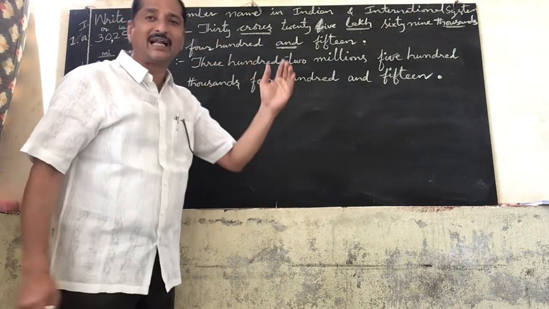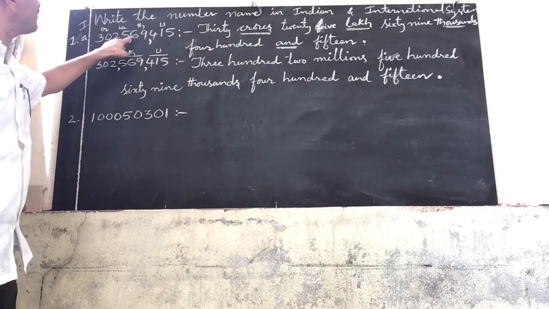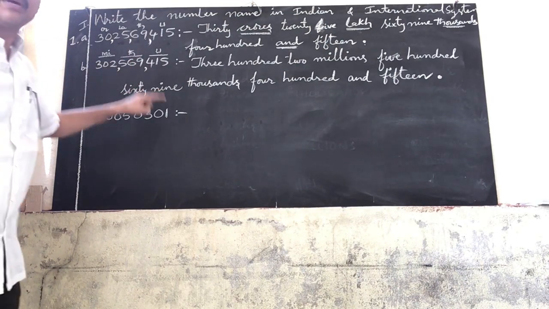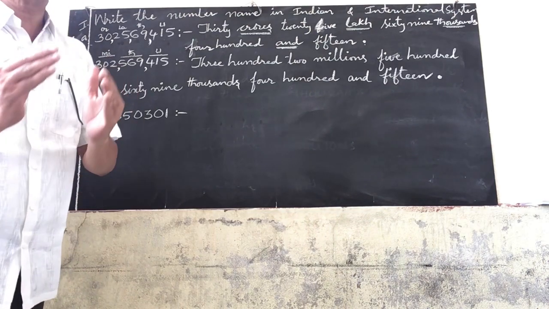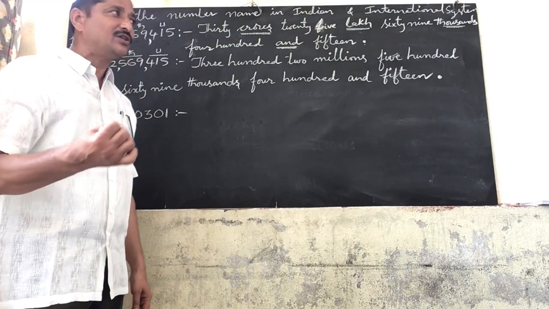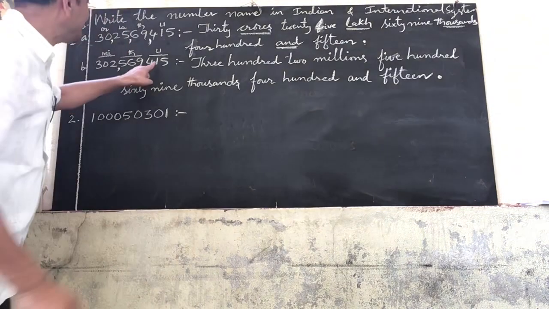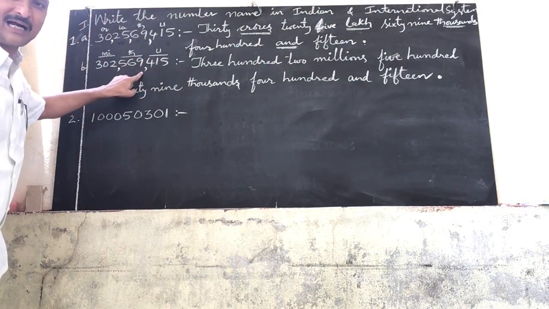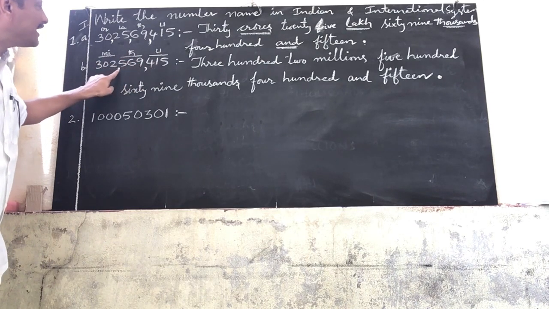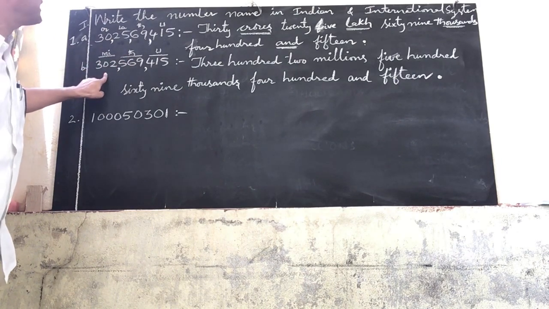The same number we are writing in the international system of numeration. See here. In the international system, the same number: 302569415. Now we are dividing this number into periods. In the international system of numeration we have only 3 periods: units period, thousands period, millions period. Divide them into 3 periods, with each period containing 3 places. The units period has 3 places, placing a comma for dividing. Next greater than the units period is the thousands period. The thousands period has 3 places, dividing with a comma. Next greater than the thousands period is the millions period, which also contains 3 places.